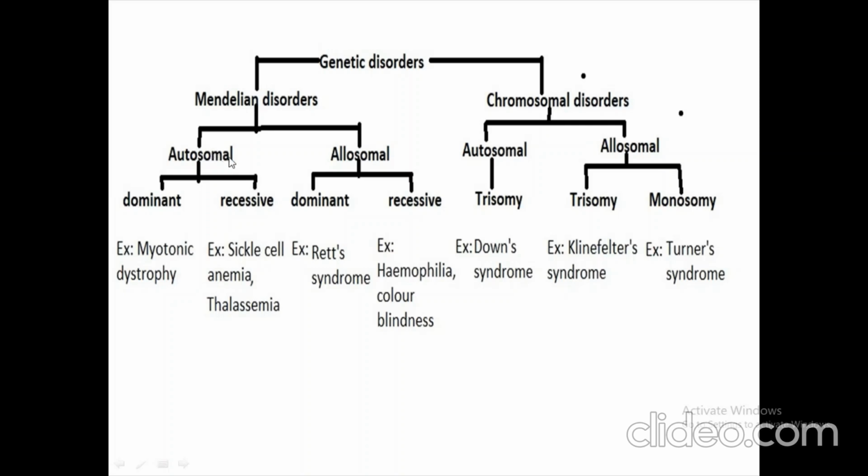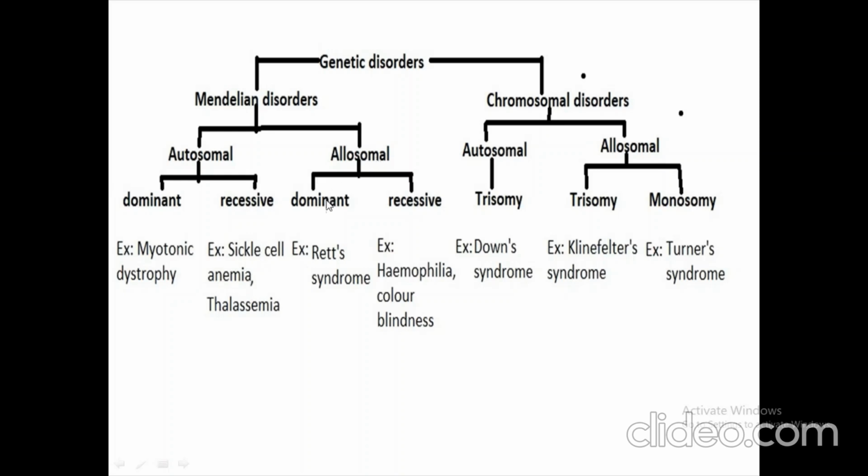Now, autosomal and allosomal disorders are further classified into dominant and recessive disorders. Dominant disorders are caused when the dominant gene becomes defective. Recessive disorders are caused when the recessive genes become defective. An example of an autosomal dominant disorder is myotonic dystrophy. For autosomal recessive disorders, the examples are sickle cell anemia and thalassemia.